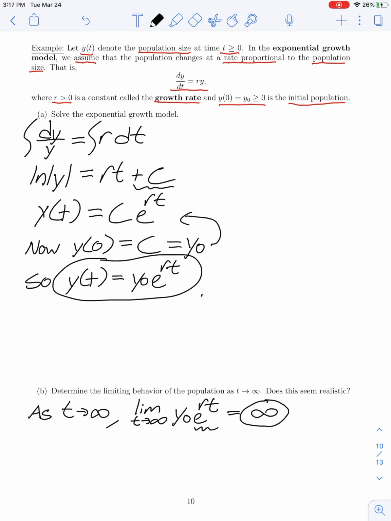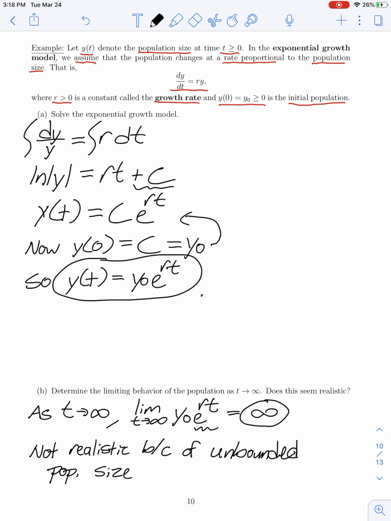Now this does not seem very realistic. No matter what population we're describing, there's an upper limit for the population size. So this is one unrealistic feature of the exponential growth model, is there is no upper cap on how large our population can become. So here we might say this is not realistic because of the unbounded population size.